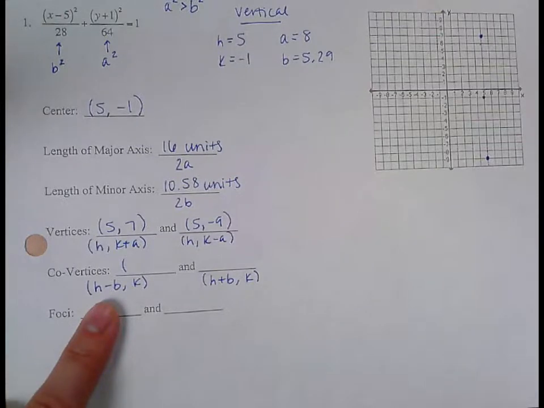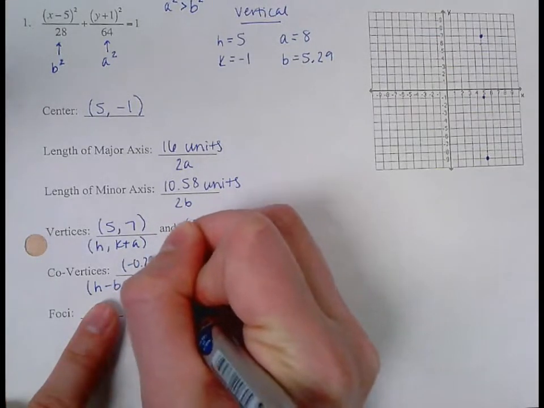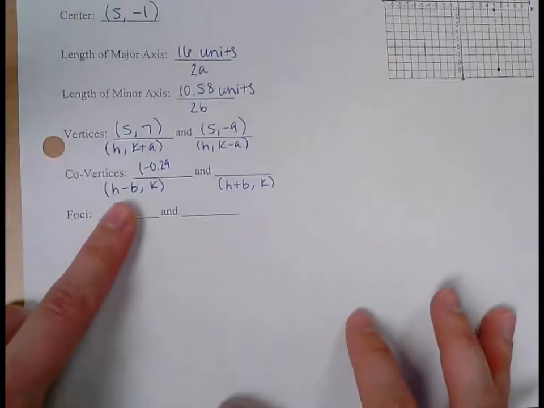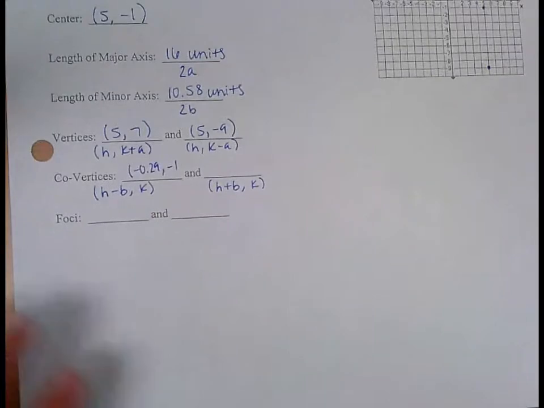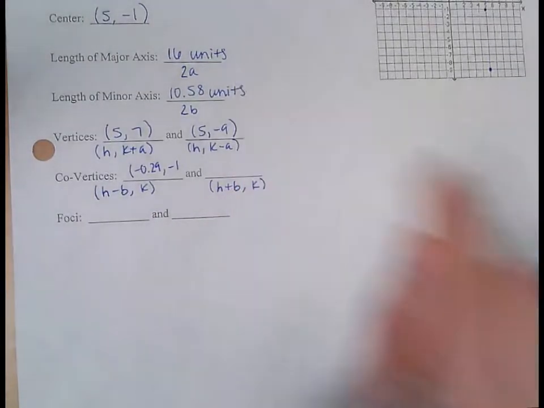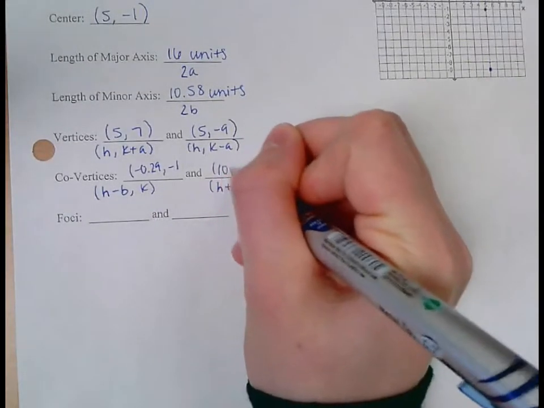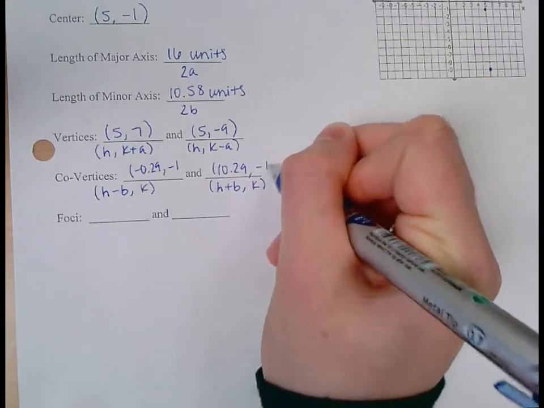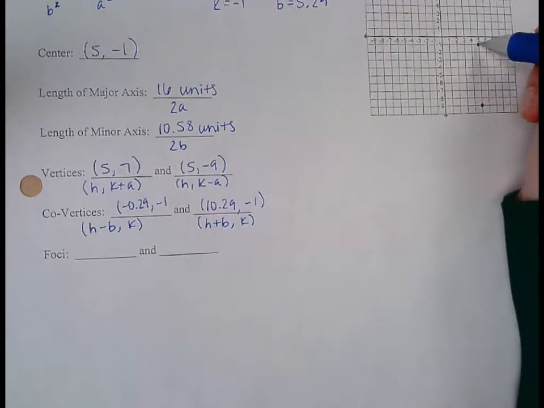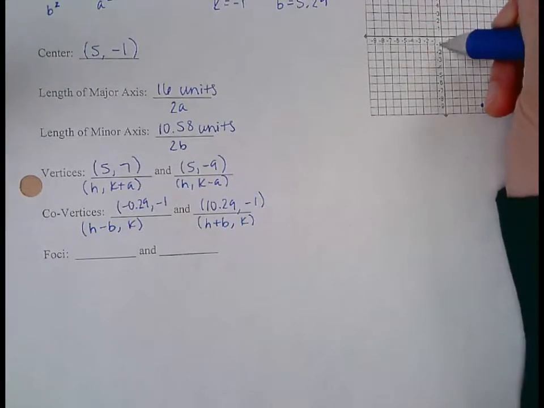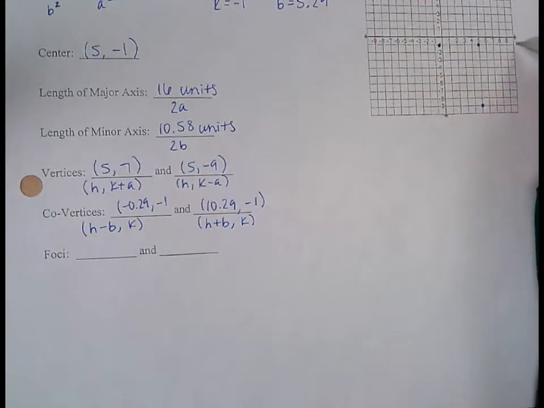So h minus b would be 5 minus 5.29. So negative 0.29, and then k is negative 1. And then h plus b, 5 plus 5.29 would be 10.29, and then negative 1 for the rightmost one. But like I said, if you actually went to the left 5.29 and to the right 5.29, you would see those are the points that you're at.